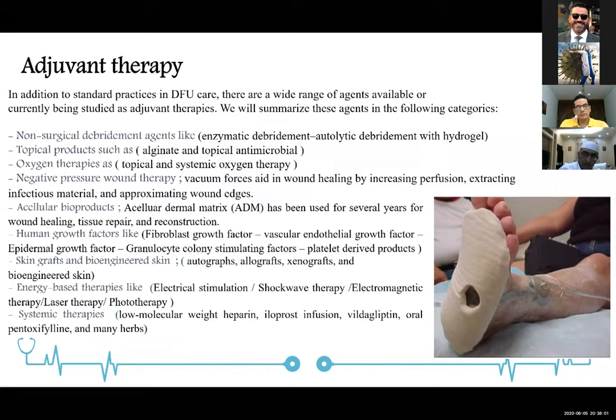Thank you very much. This is the adjuvant therapy, the last thing we can add. The most effective one we are using in our practice, in our patients, is the vacuum machine. And we have many other adjuvant therapies like oxygen therapy, human growth factors, skin graft and bioengineered skin also, and energy-based therapies.